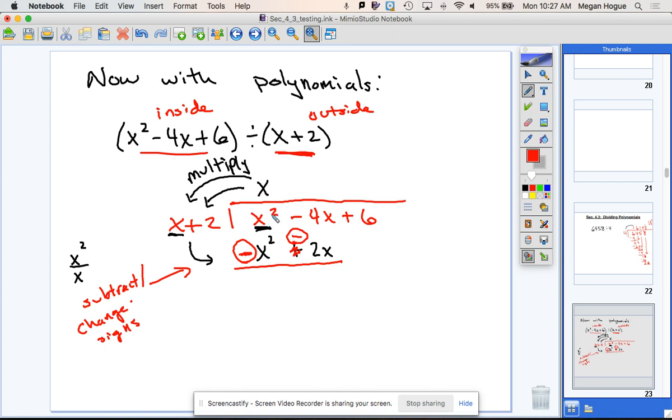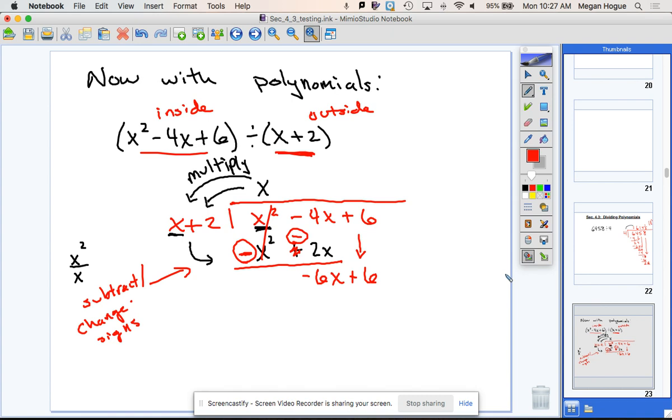So x squared minus x squared, they cancel. Negative 4x minus 2x is negative 6x. What do you think I have to do next? Bring down the 6. So it's plus 6. That is one rotation through all the steps. If I can get one rotation down, I just have to do that over and over and over again.